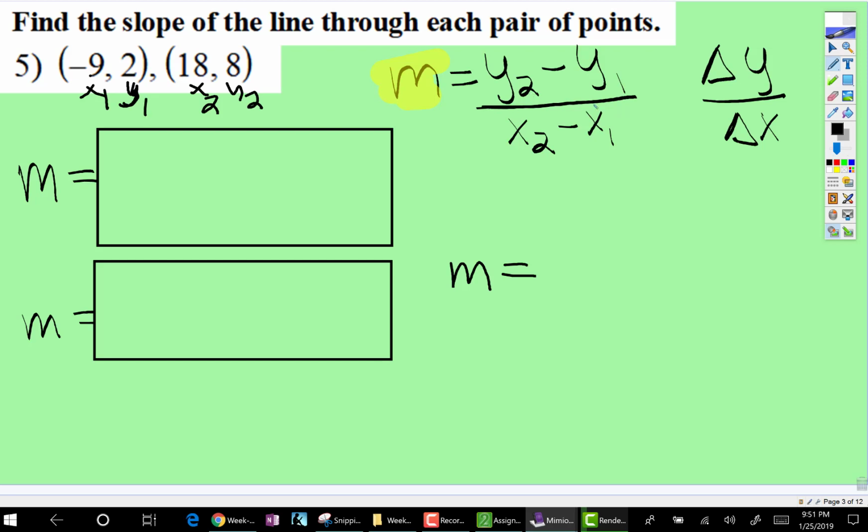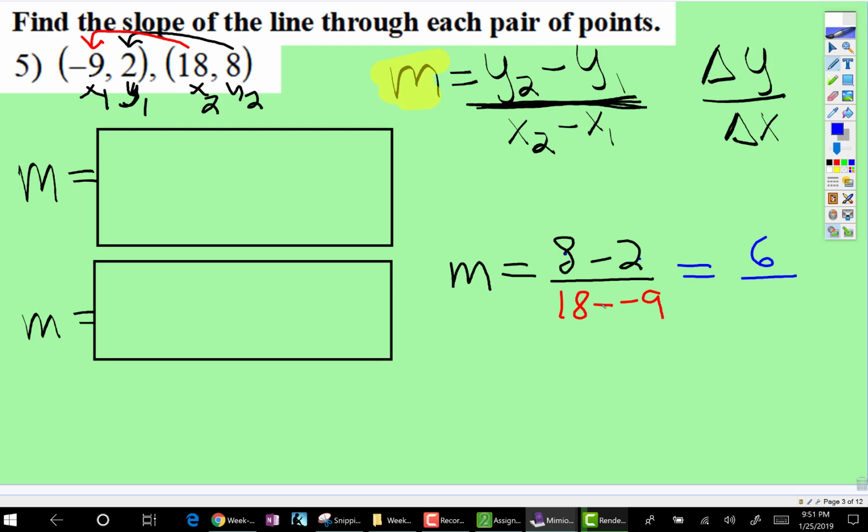So look at what the formula says. If you take this second Y and you subtract Y1, and you divide that by the second X subtract the first X. Well, the first X is -9. And then let's see, 8 subtract 2 is 6. 18 subtract -9. Well, when you subtract a negative, it's like adding a positive. 18 plus 9 is 27.